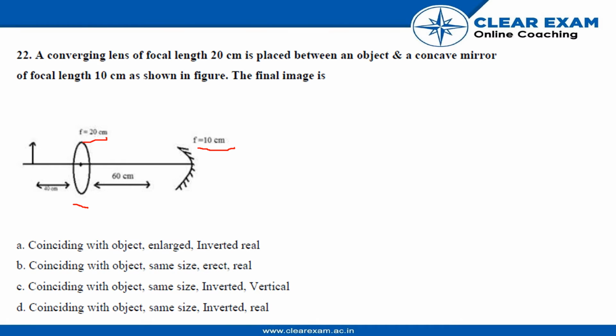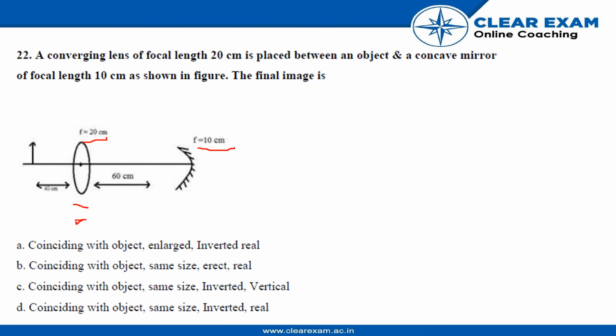The object is kept on the left side of the mirror and the lens, whereas the converging lens is placed between the mirror and the object. As the focal length of the converging lens is 20 cm and the mirror is 10 cm, the distance between lens and the mirror is 60 cm, whereas the distance between object and the converging lens is 40 cm.